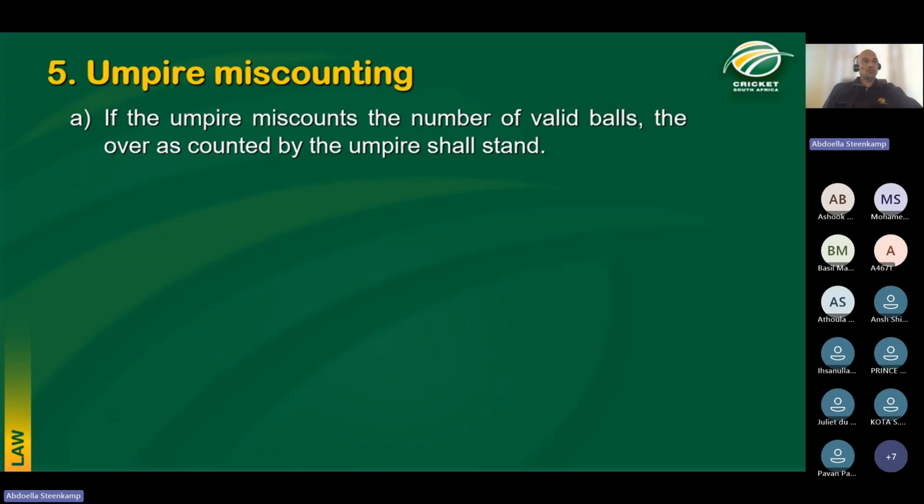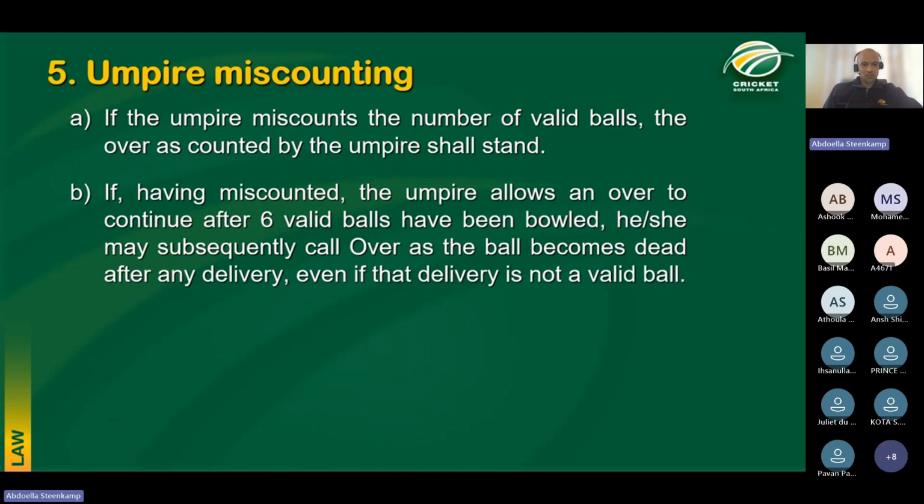Similarly, if the umpire allows a 7-ball over, that 7-ball over will also stand. Whatever runs get scored from that 7th ball, or even if a batter is dismissed, it will count. If the umpire allows an 8-ball over, unfortunately, that 8-ball over also stands.